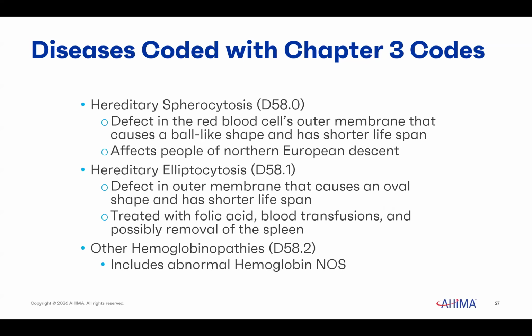Hereditary spherocytosis causes red blood cells to be ball-shaped and have a shorter lifespan. This affects people of Northern European descent. Hereditary elliptocytosis causes oval-shaped cells. Both are treated with folic acid, transfusions, and sometimes even spleen removals.